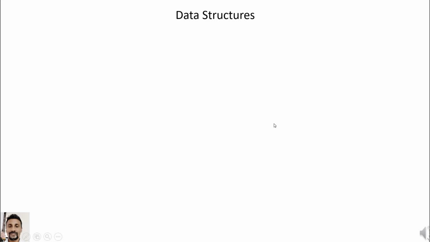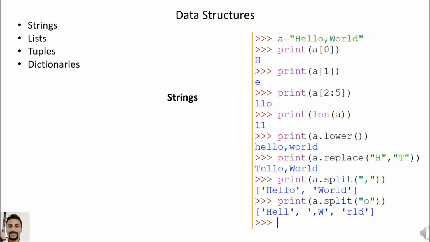Today I am going to discuss Python data structures. So first we'll see what are the data structures available in Python. They are strings, lists, tuples, and dictionaries. First we'll take strings. String means a collection of characters or sentence words.